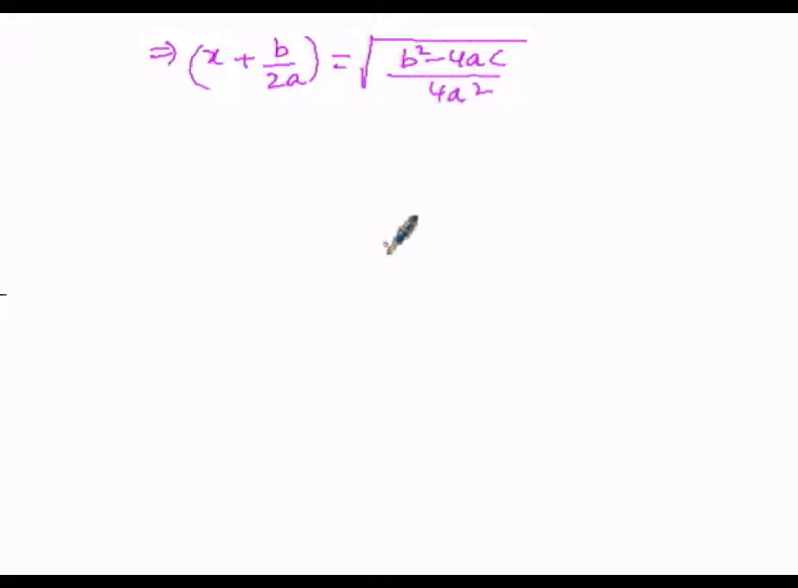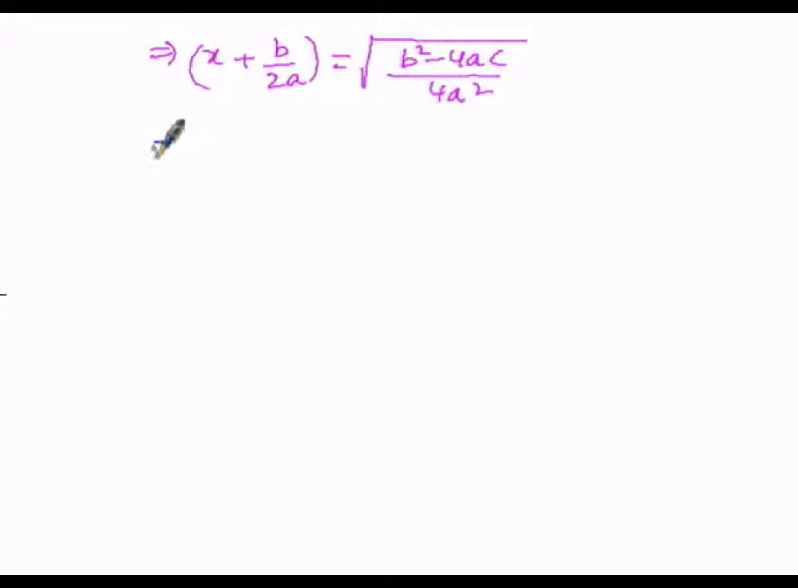So, that implies x plus b divided by 2a is equal to, we have to take the root of the other side, which is b square minus 4ac overall divided by 4a square. So, I took the root for the RHS.